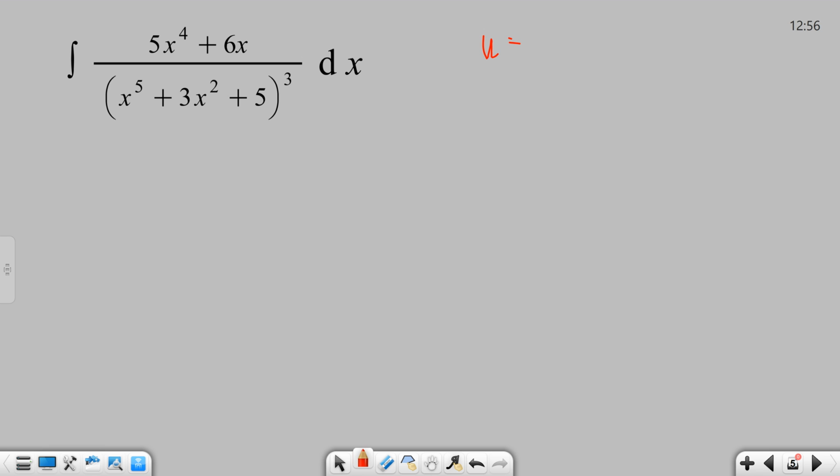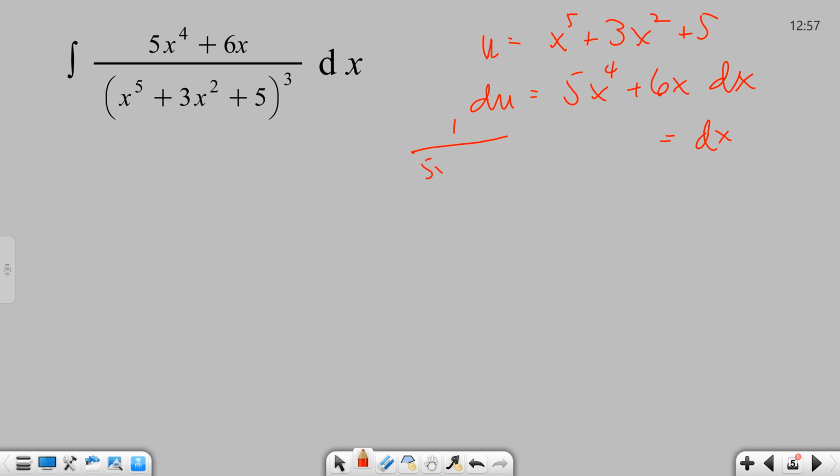Drew, what would you really like to use for u? 5x to the 4th plus 6x. No? Choose the higher powered one. Oh, so just x to the 5th plus 3x squared. There you go. x to the 5th plus 3x squared plus 5. Therefore, du is equal to 5x to the 4th plus 6x dx, which means that dx is equal to 1 over that mess du, which is good, because now when we substitute, again, I'm going to do the extra step here just so you can see where it comes from.